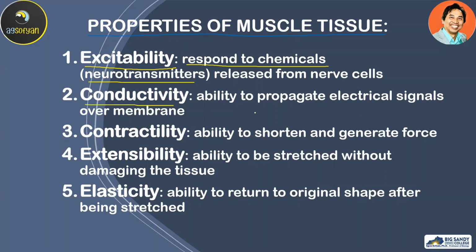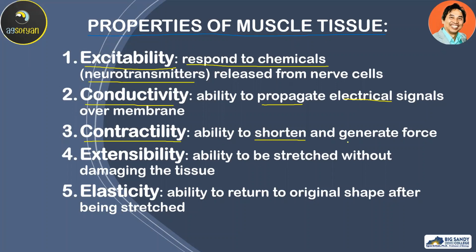Conductivity means that each muscle cell is able to propagate an electrical signal within the membrane. So there is a conduction inside the muscle itself. And of course, contractility. This is the main function over here, which is that the muscle is able to contract. Contract actually means to become shorter.